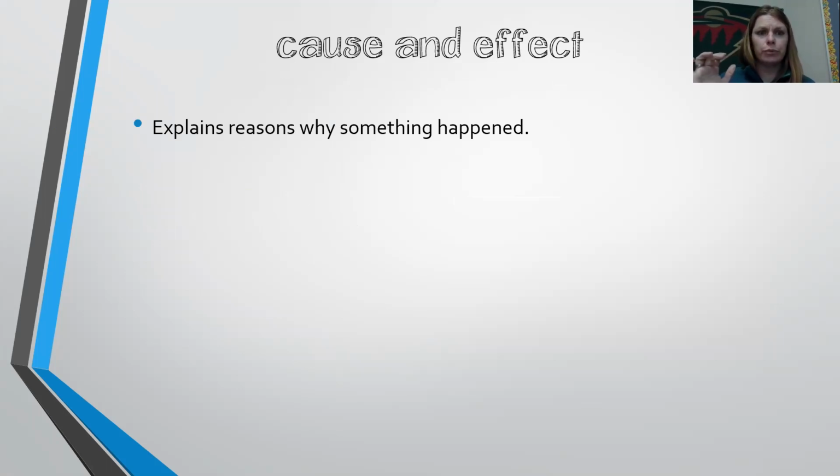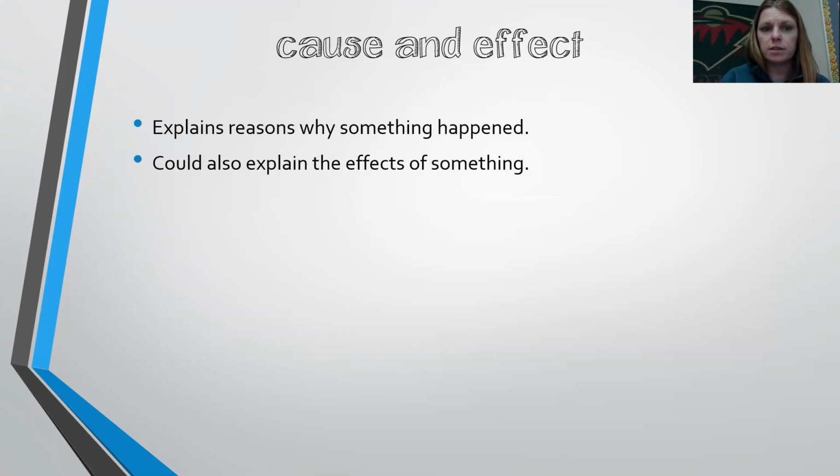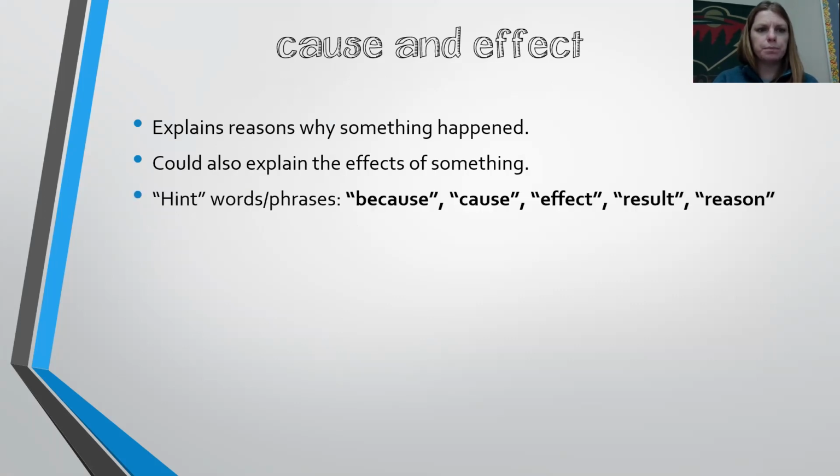It tells you why something happened. So there might be an effect and it's going to explain the causes, or it could be one cause and these are the effects. Like I said, it can go one way or the other, and I'll show you what I mean in a moment. Some of those hint words or phrases are things like because, cause, effect, result, and reason. Like, this is why, or this is the reason that, because of this.